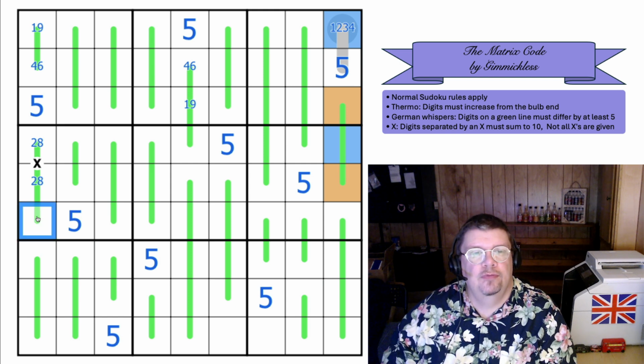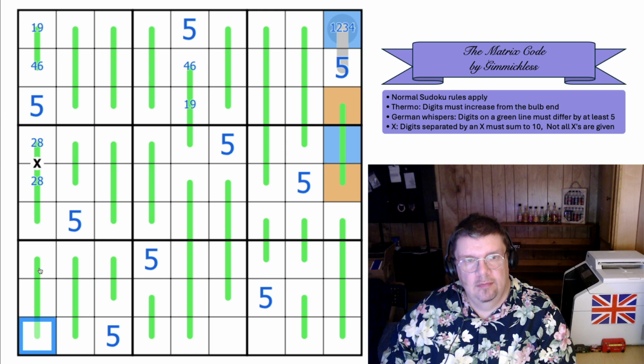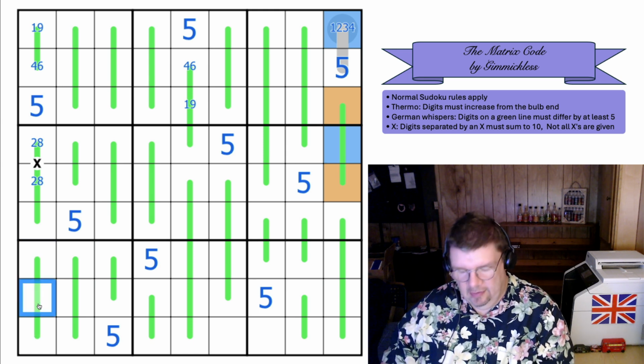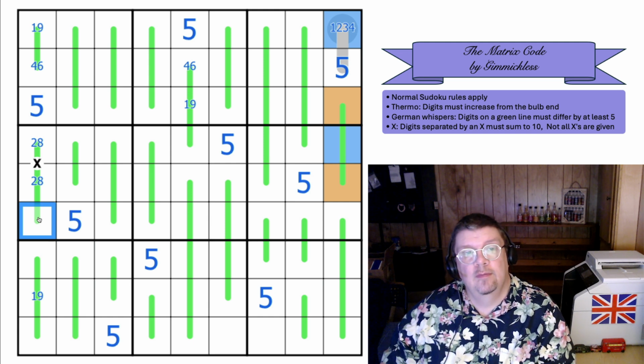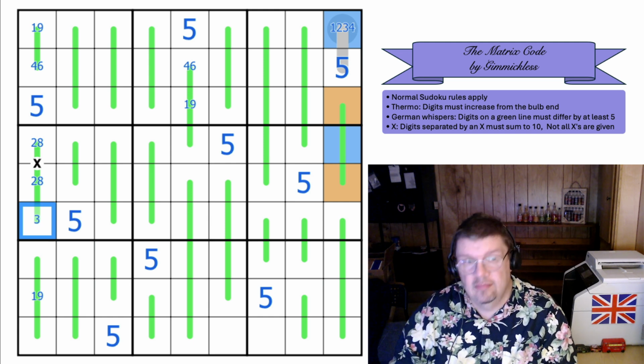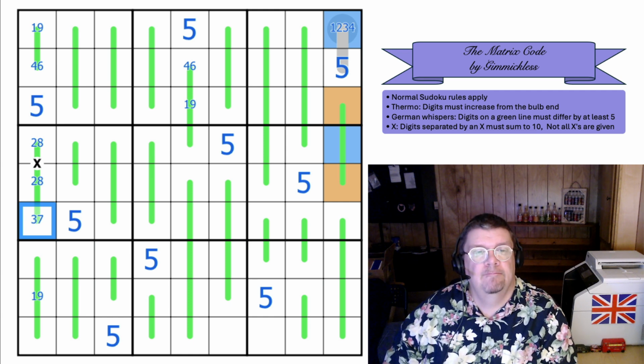Okay, 4, 6 can't go here. 4 or 6 can't go here. Sorry, yes, it can go here. 4 or 6 can't go here. 4 or 6 goes in one of those two. But whichever one it is, that's going to be 1 or 9. That gives me a 1, 9 in a pair in the column. And that therefore can't be 1 or 9, so that is 3 or 7.